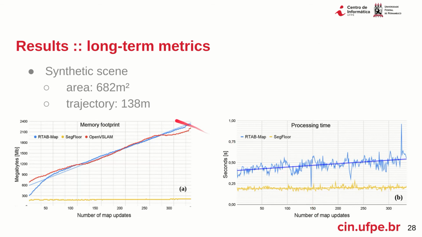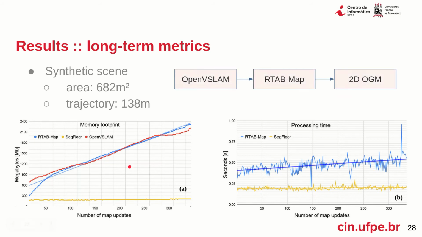The synthetic environment has an area of almost 700 square meters and a trajectory of 138 meters. It was also used to validate our technique in the long term. The figure on the left reports the memory footprint over the number of map updates. It is interesting to note that using OpenVSLAM associated with RTAB-Map is practically equivalent to having 2 SLAM systems running in terms of memory consumption.